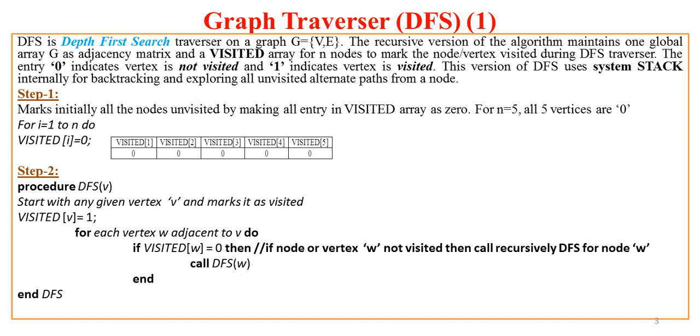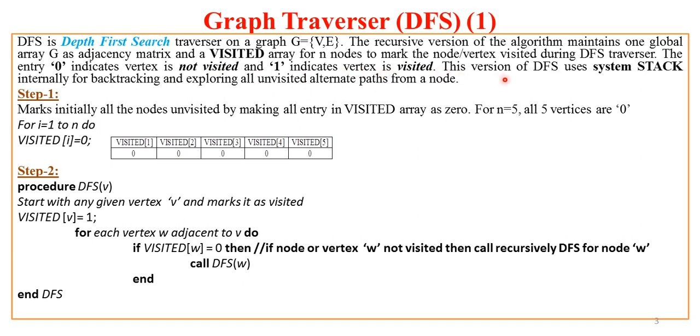DFS is a depth first traversal on graph G(V, E), which is a set of V and E. Now this DFS version which we will be using is a recursive version, and it maintains one global array G as an adjacency matrix. That is an n cross n matrix, where n is the number of vertices, and it also maintains a visited array for n nodes to mark whether the node has been visited during the DFS traversal. The 0 indicates that the vertex is not visited and 1 indicates that the vertex is visited.